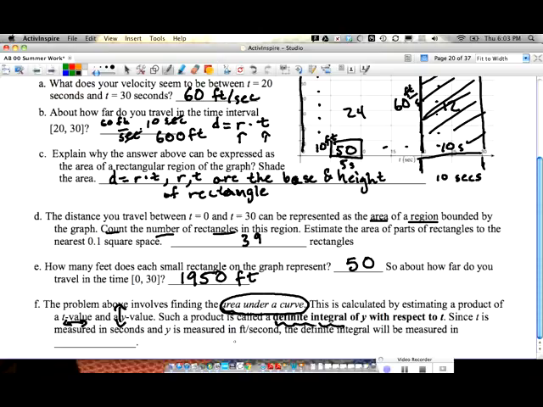Since t is measured in seconds and y is measured in feet per second, we're going to have this product of feet per second times seconds, and that seconds unit is always going to cancel out. So it's always going to be measured in feet. All right, so that's number 6. Let's take a look at number 7.